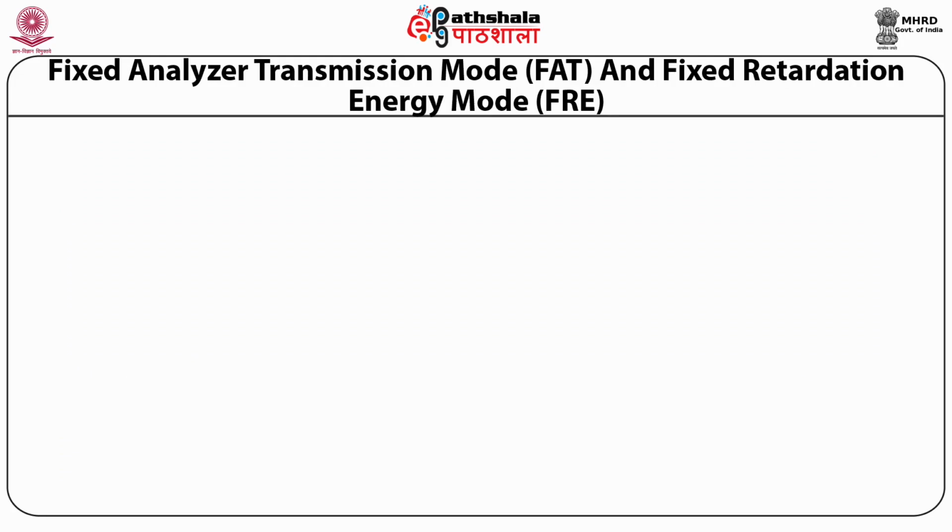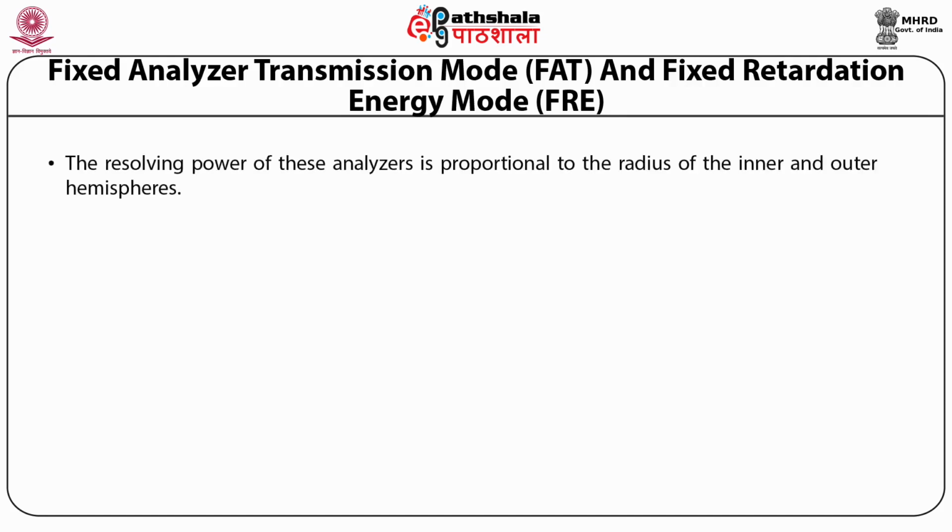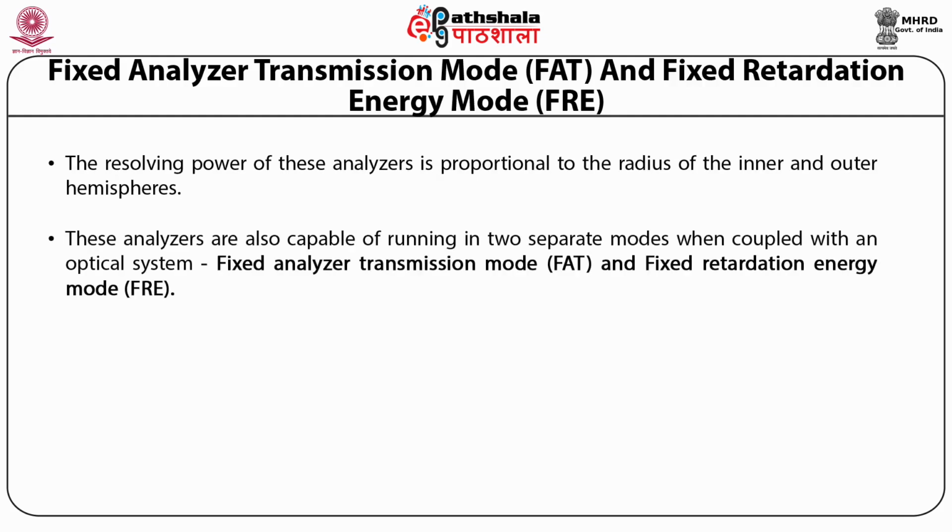Now we will discuss the fixed analyzer transmission mode and fixed retardation energy. The fixed analyzer transmission mode is called FAT and fixed retardation energy mode is FRE. The resolving power of these analyzers is proportional to the radius of the inner and outer hemispheres. These analyzers are also capable of running in 2 separate modes when coupled with an optical system: fixed analyzer transmission mode or FAT and fixed retardation energy mode FRE.